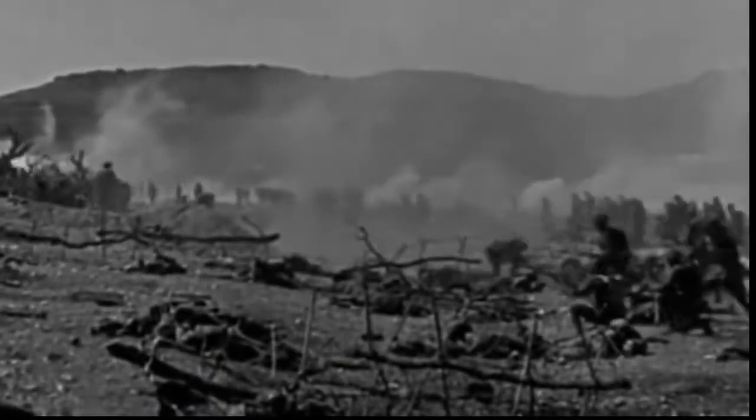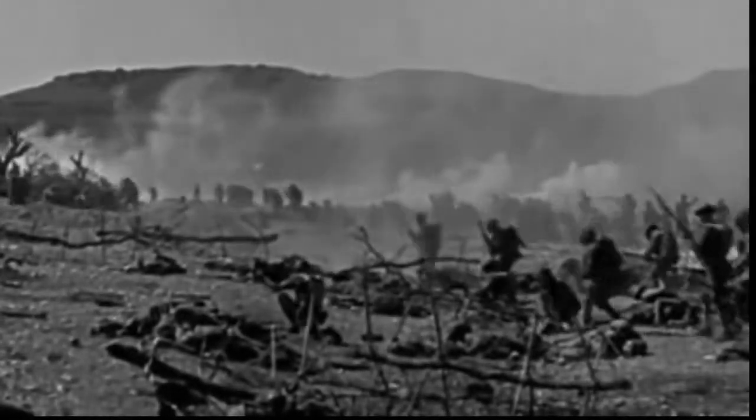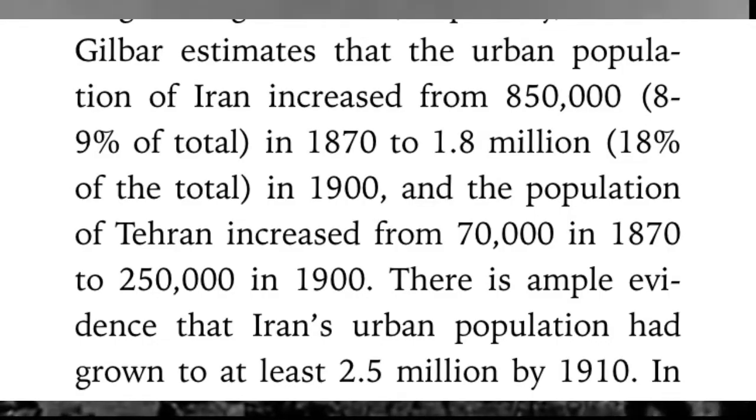Now, Majd disagrees with this number a lot, and he actually thinks the initial population of Iran was much, much higher. And one of the ways he comes to this conclusion is by looking at the urban population. "Gilbar estimates that the urban population of Iran increased from 850,000, 8 to 9% of total, in 1870 to 1.8 million, 18% of the total, in 1900, and the population of Tehran increased from 70,000 in 1870 to 250,000 in 1900. There's ample evidence that Iran's urban population had grown to at least 2.5 million by 1910."